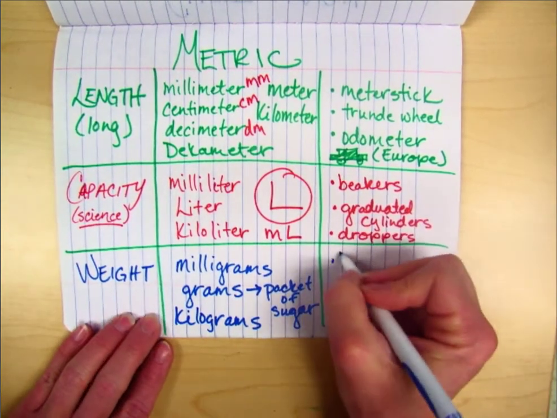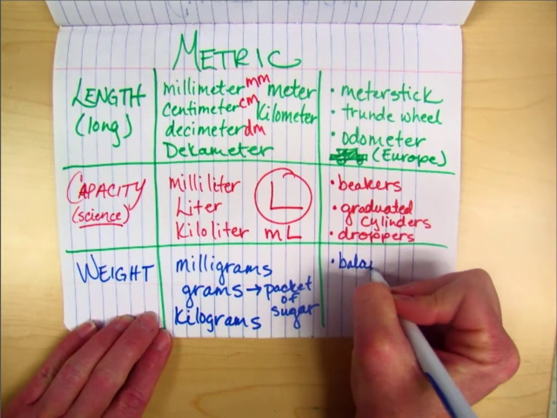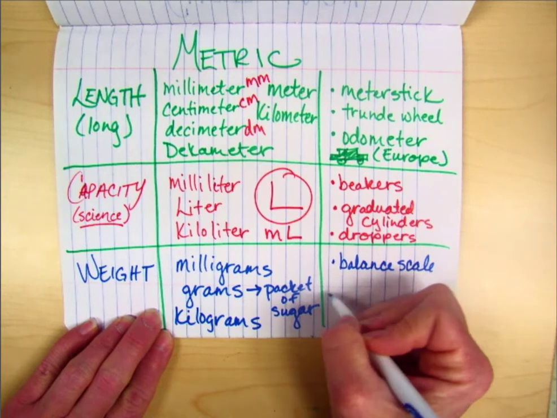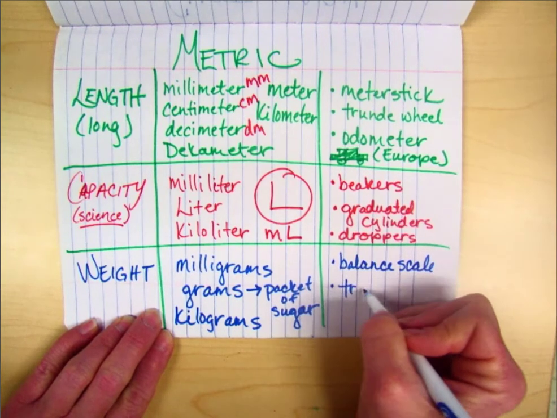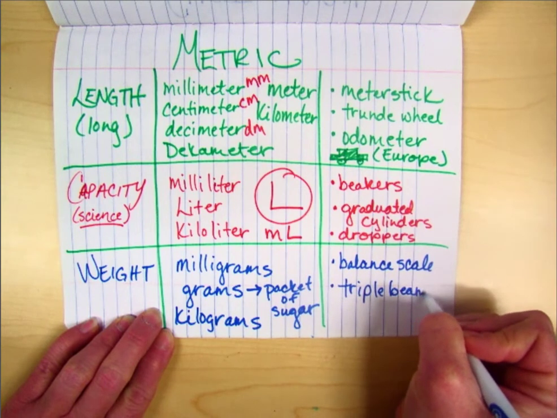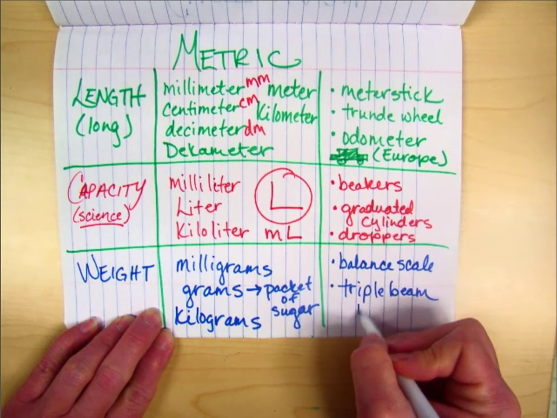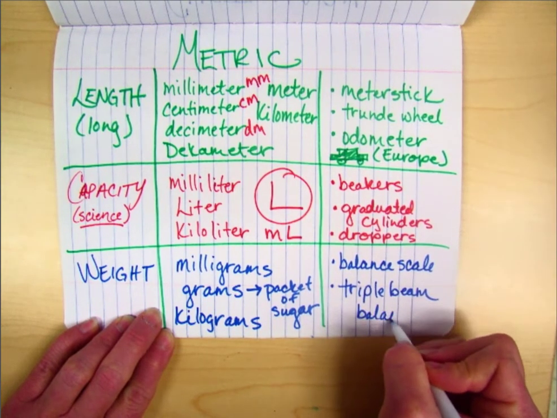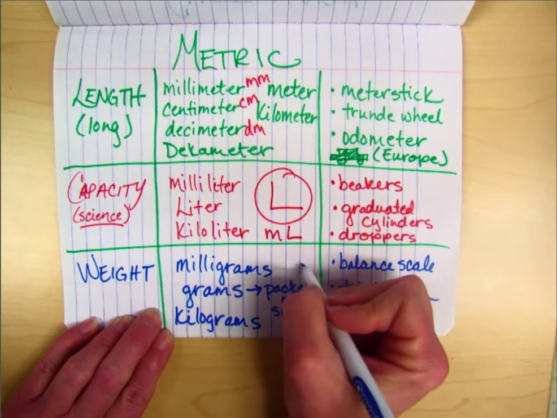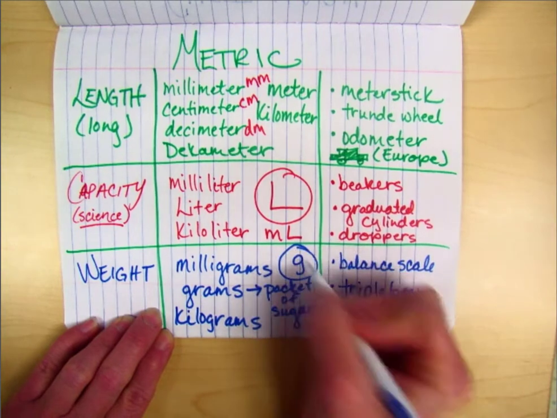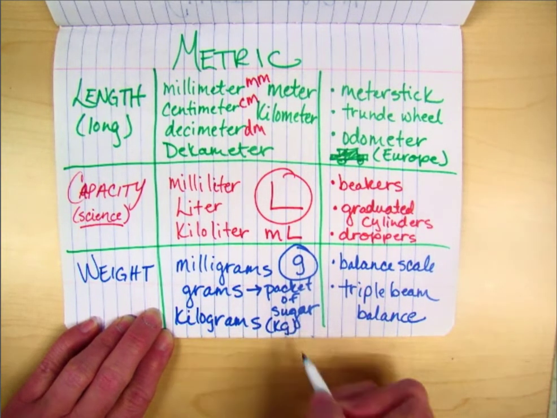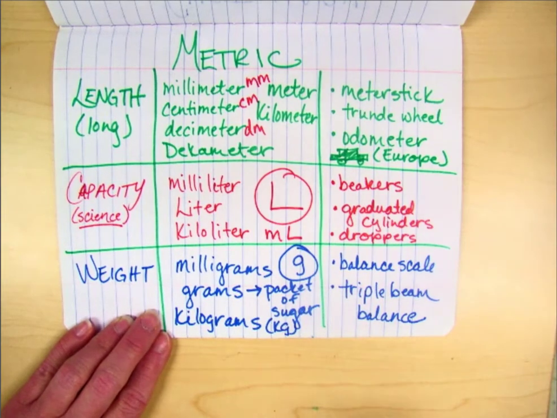And again, our tools are a balance scale and a triple beam balance, which we've used this year in science. On your weight, the abbreviation is going to be a little g, but kilograms would be like a kg, and we're going to go over abbreviations again later.